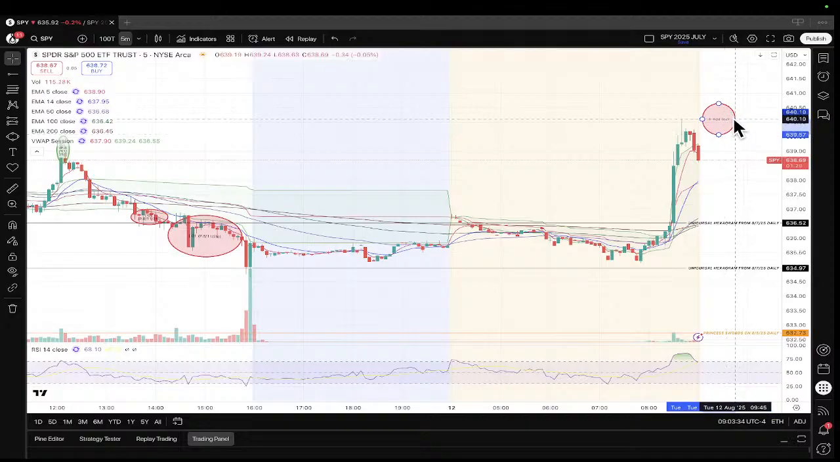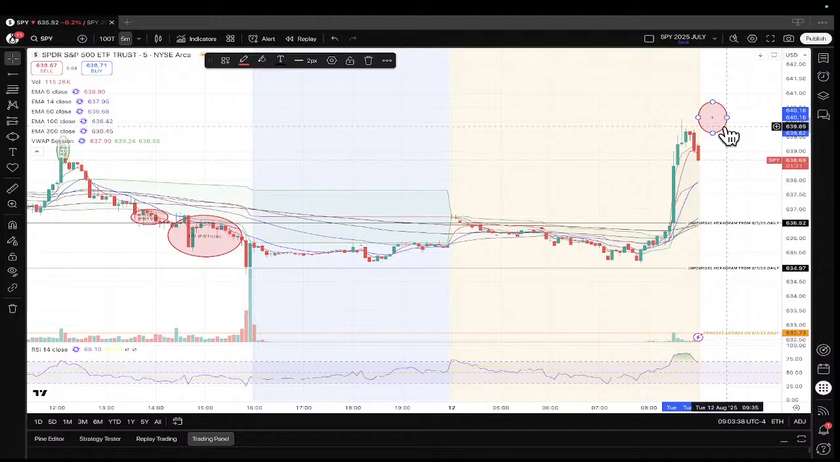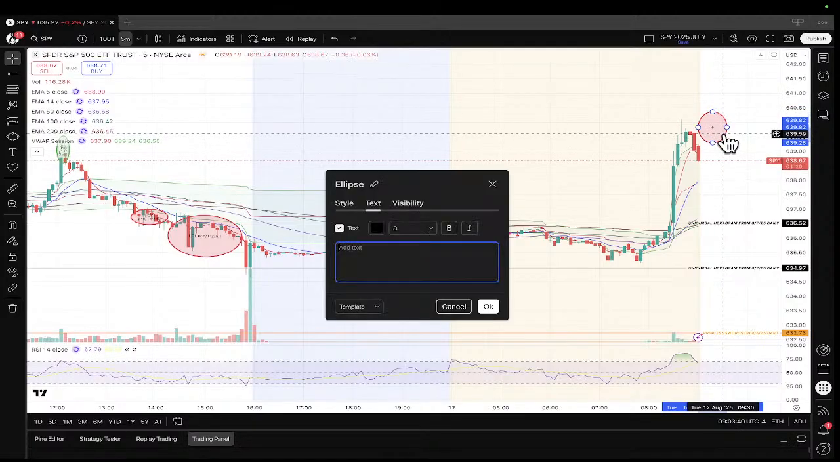I wouldn't wait past the first half hour. I just would not wait. I would do it as soon as we have a nice move. I might change this depending on where we go before the actual open. I might adjust this ellipse, so just be mindful of that.